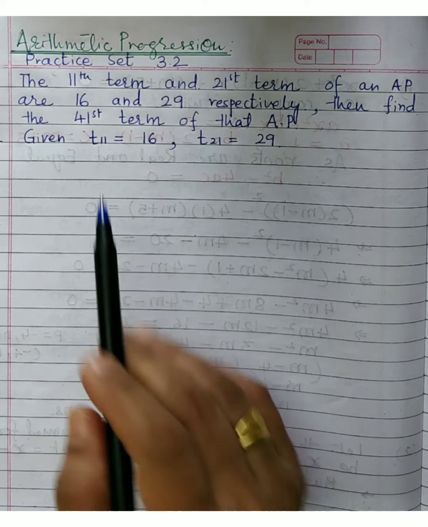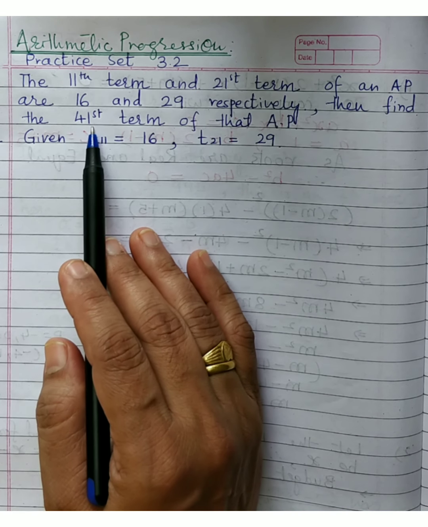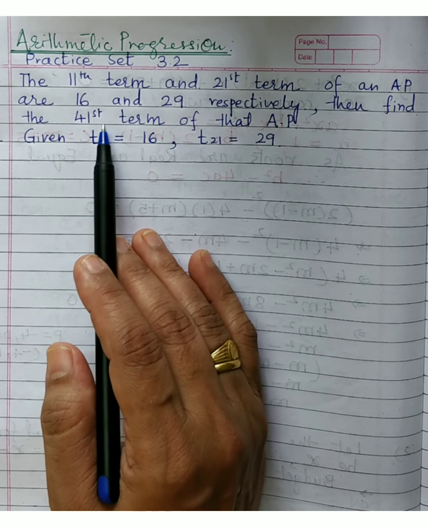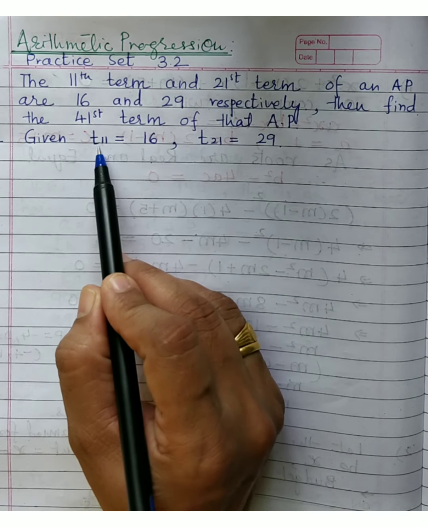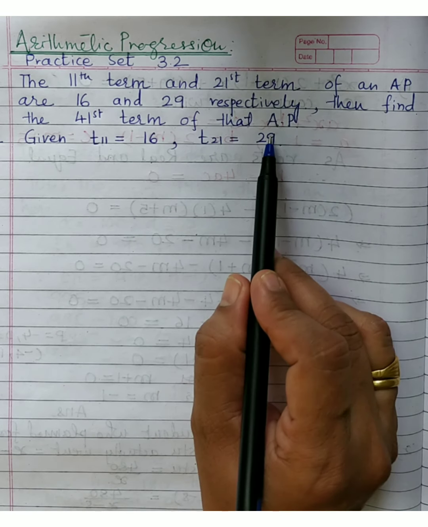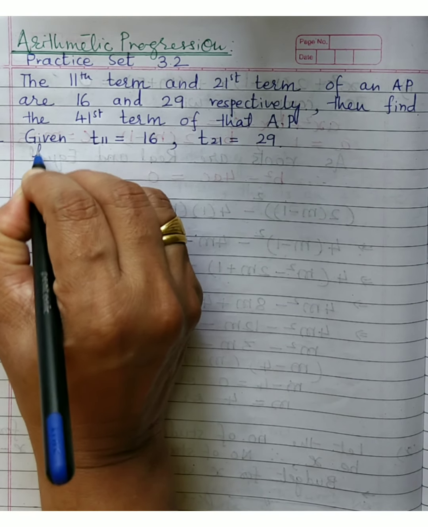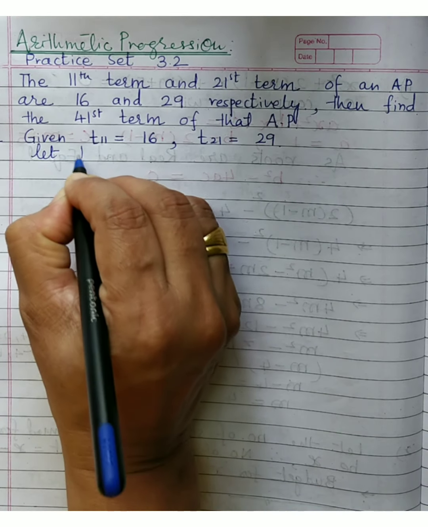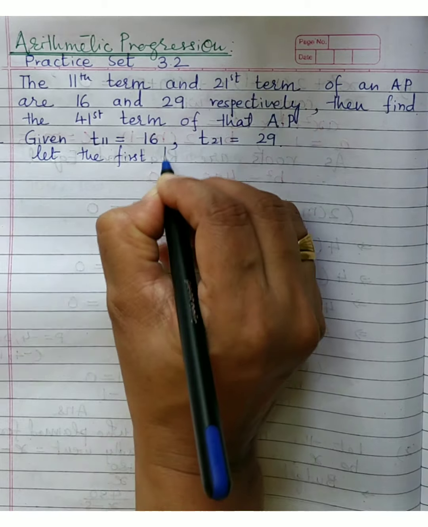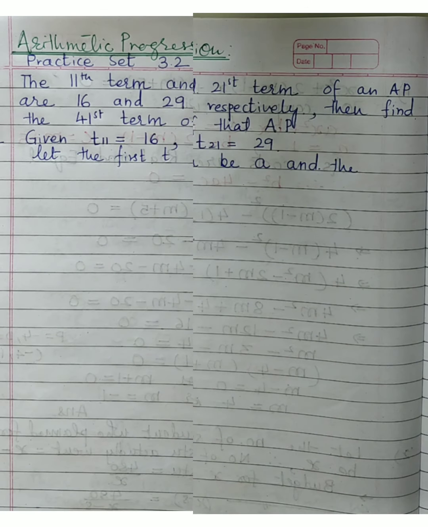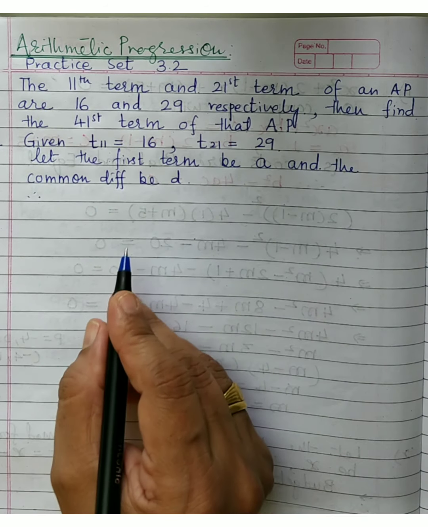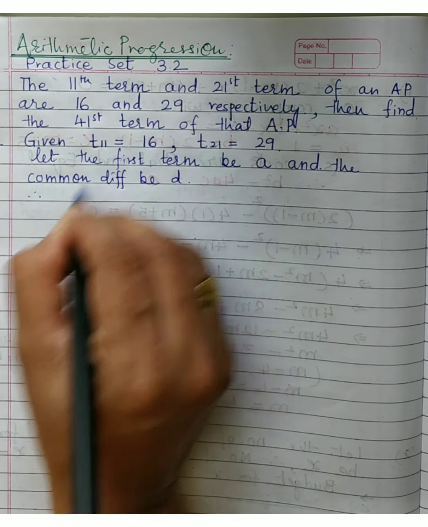Now in order to find the 41st term, you will need the value of the first term and the common difference, right? So using these two, we'll make two equations and we shall find the value of A and D. So let me assume the first term as A, common difference D. So what will be T11?